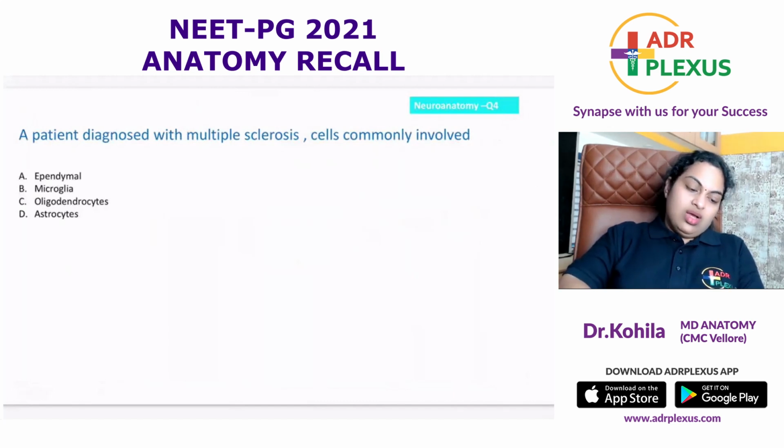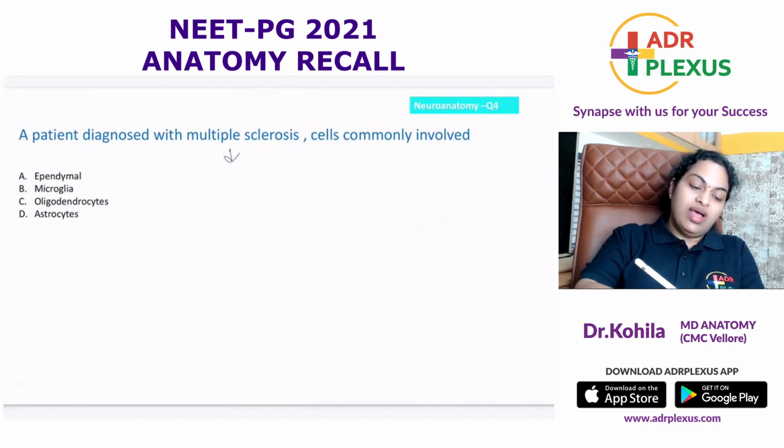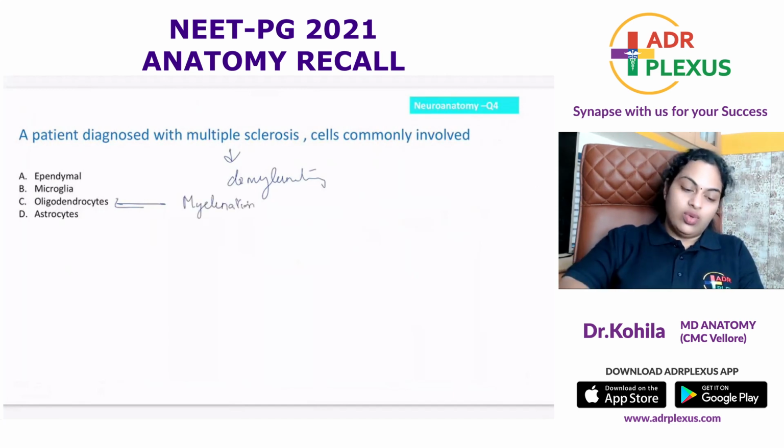Okay. A patient diagnosed with multiple sclerosis, which is a demyelinating disorder. Yeah, the cells which are involved in myelination of the neurons of the central nervous system are oligodendrocytes. It's a very straightforward question.